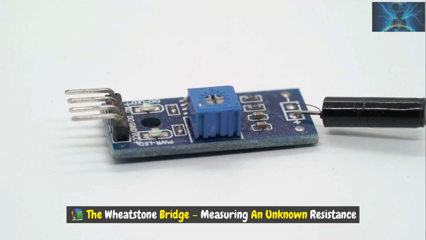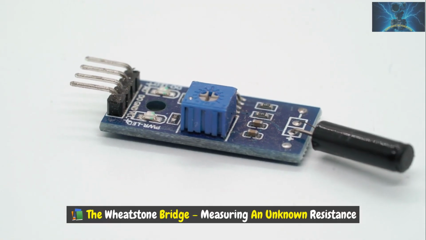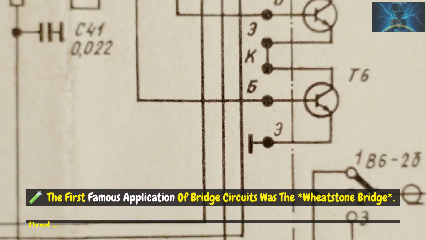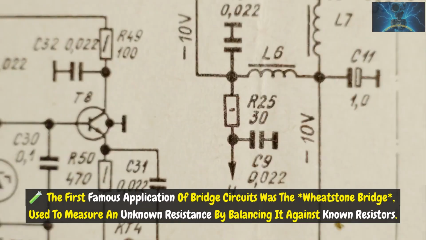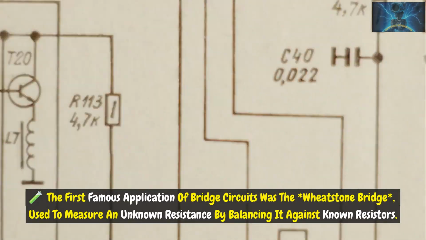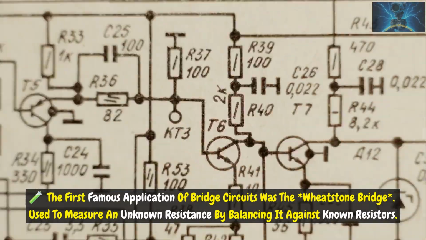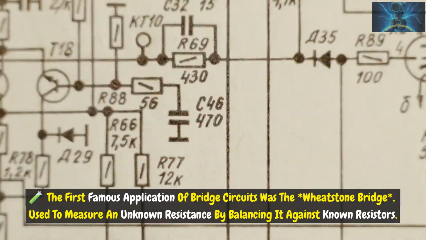The Wheatstone Bridge, measuring an unknown resistance. The first famous application of bridge circuits was the Wheatstone Bridge, used to measure an unknown resistance by balancing it against known resistors.